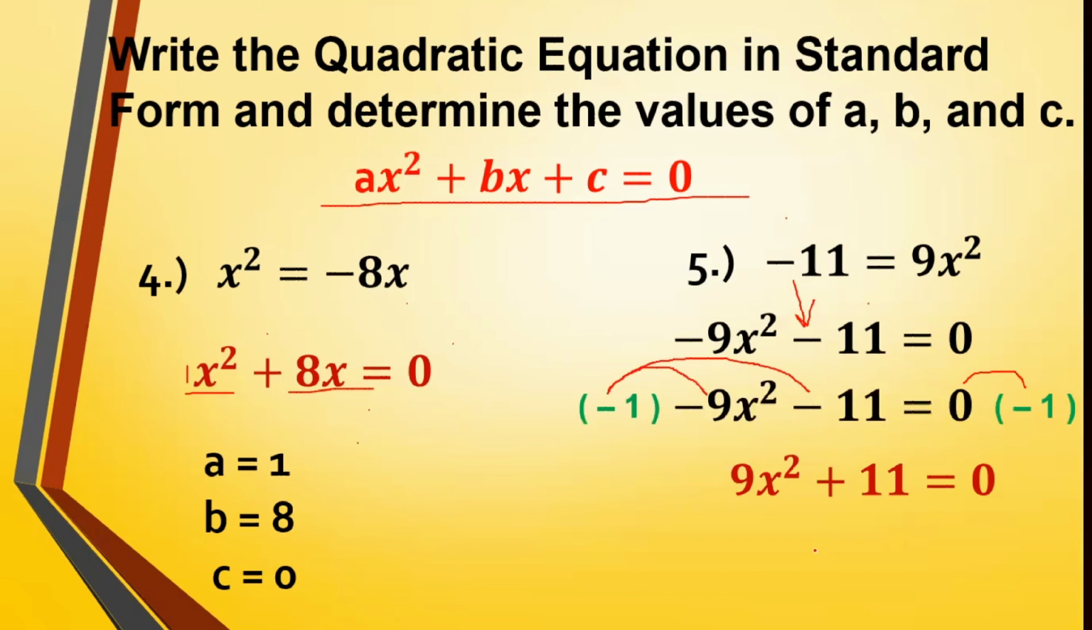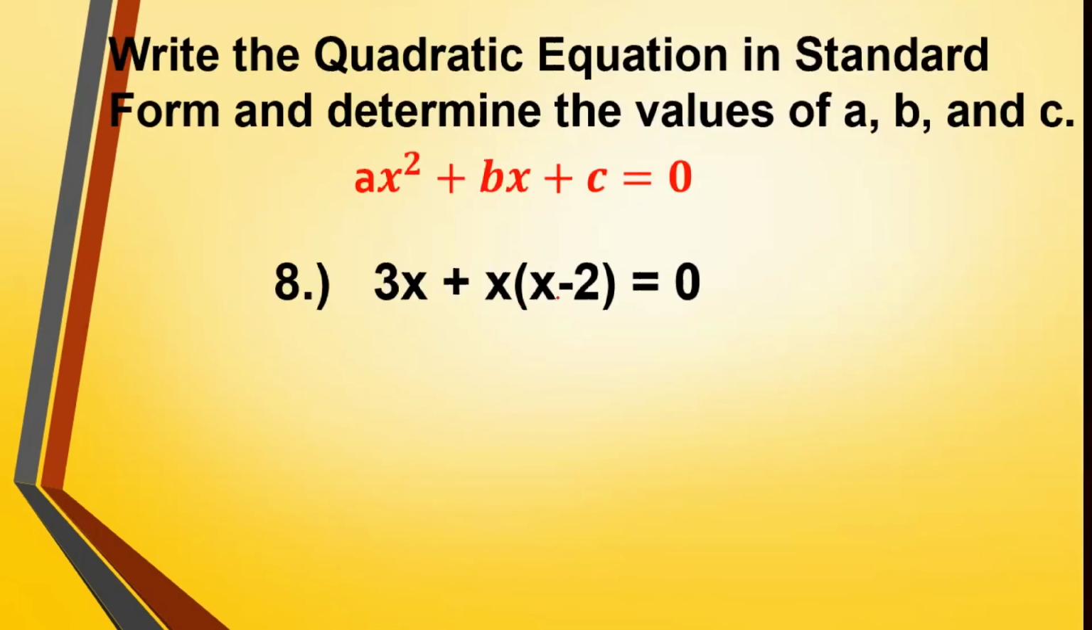So, what is the value of A? 9. Very good. How about the value of B? 11? Or none? Okay, none. If there is no B, what do we put as the value of B? 0. Very good. How about the value of C? 11. Okay, 11. Very good. So any question about example number 5? None. So if there are no questions, let's proceed to example number 6.